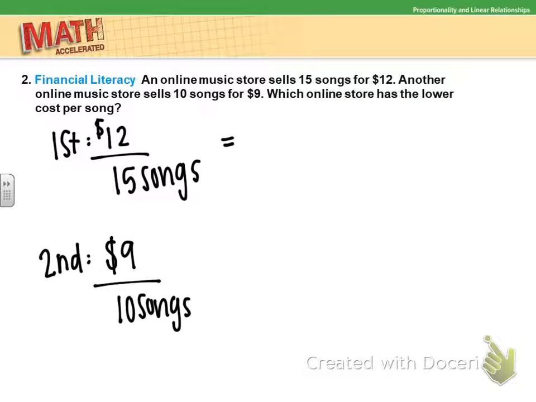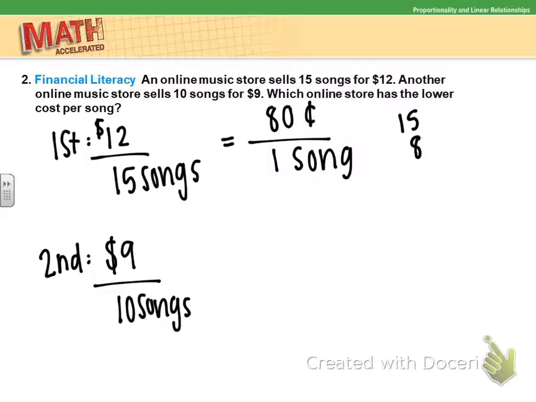All right, so when I divide 12 by 15, I get how many cents? 80 cents, right? So I get 80 cents for 1 song. Did everybody see that? Because if I do 15 times 8, you get 120, right? So when I do 12 divided by 15, I have to add a decimal and a 0, and then 15 goes into 20. I get 8/10, but I'm going to add a 0 because it's really 80 cents, right?